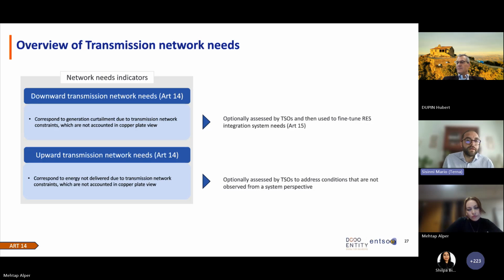We are not able to see this at the system level, and it's resulting, on the contrary, in energy not delivered because there are some transmission network constraints. And in this case, we quantify this optionally for the TSOs whenever it is relevant and there is availability of data, and it is then resulting in some guiding criteria. Floor is yours, Hubert, to continue with the distribution network needs.